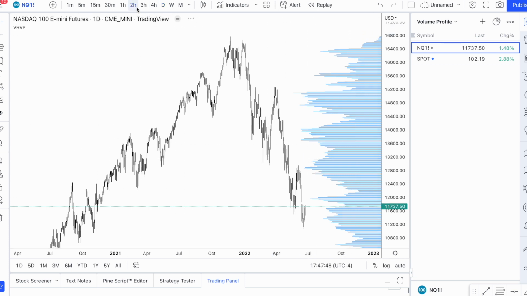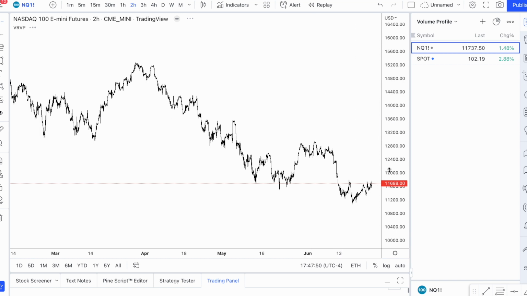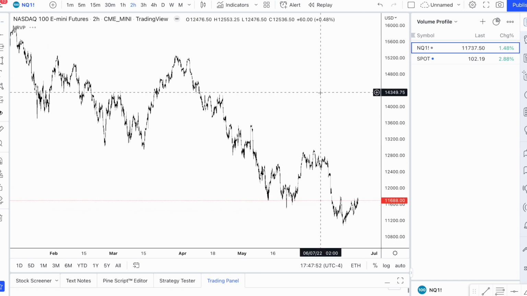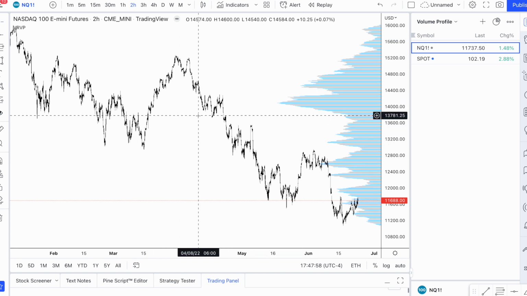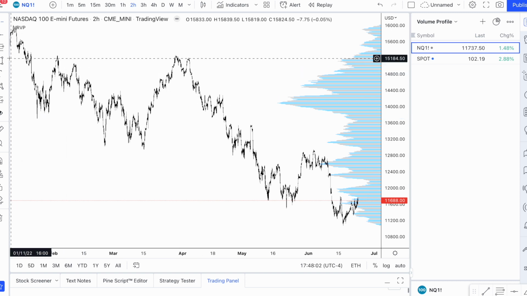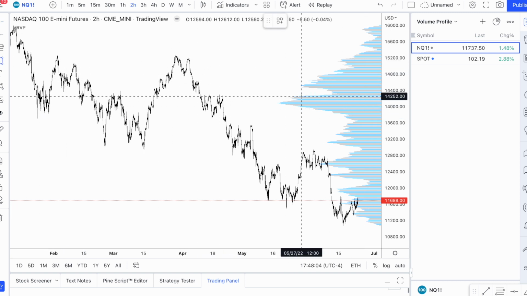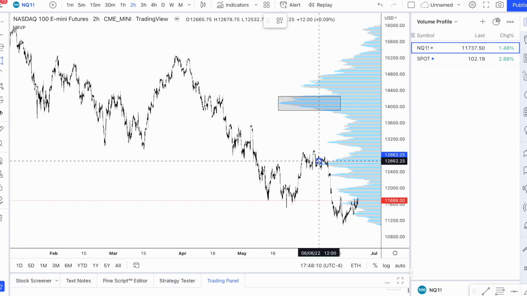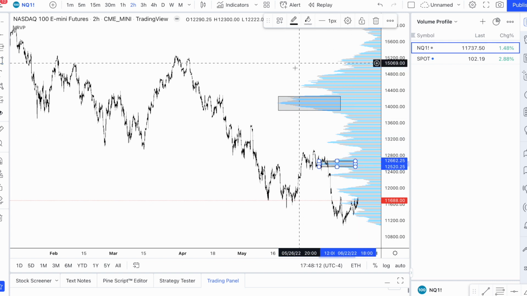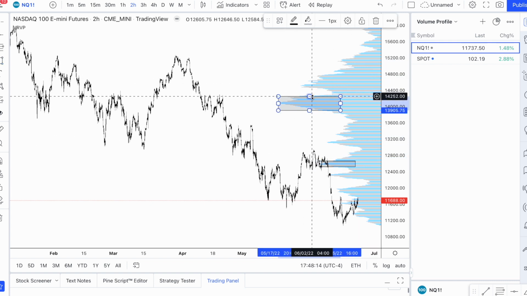So if I go in like a 2-hour chart and I look at NASDAQ, let's go like right here. What it's going to do once it loads is bring up all the volume, and you'll be able to see something called high volume nodes and low volume nodes. High volume nodes are going to be areas where there's a lot of volume, right? So you see this little chunk here, a lot of volume. There's a decent amount of volume right here as well, here as well.